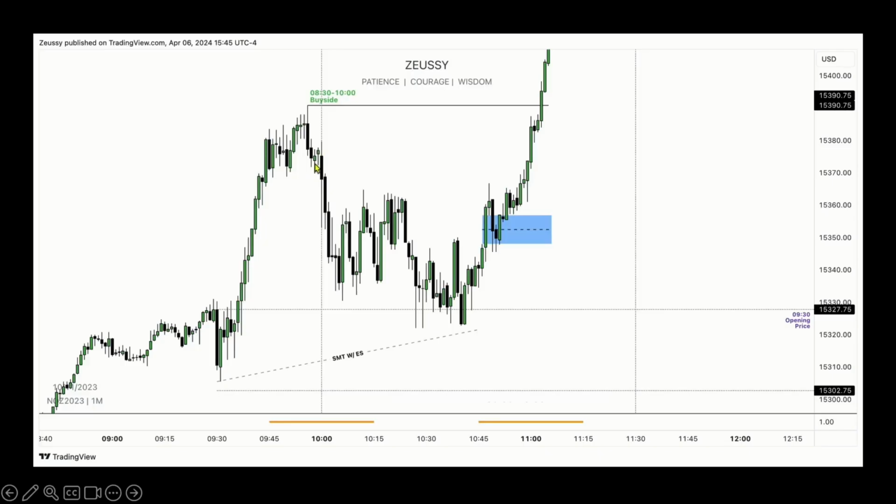Well, the news sent price lower, so therefore we must anticipate lower prices. We of course know that the opposite is true. Market trades into that 9:30 opening price, consolidates here for a while, goes sideways. A low forms, SMT is present, and then the market displaces to the upside. It retraces into this opco candle right here, which is a bullish breaker.